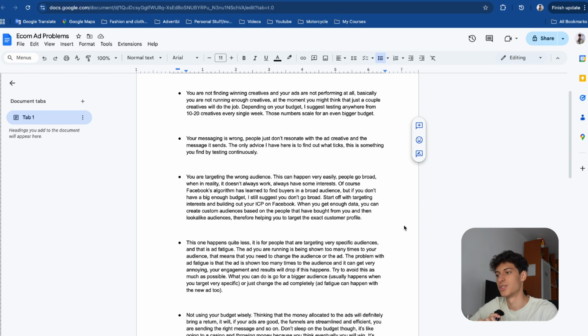The second problem is that your messaging is wrong. People just don't resonate with the ad creative and the message it sends. The only advice I have here is to find out what ticks, and this is something you find by testing continuously.